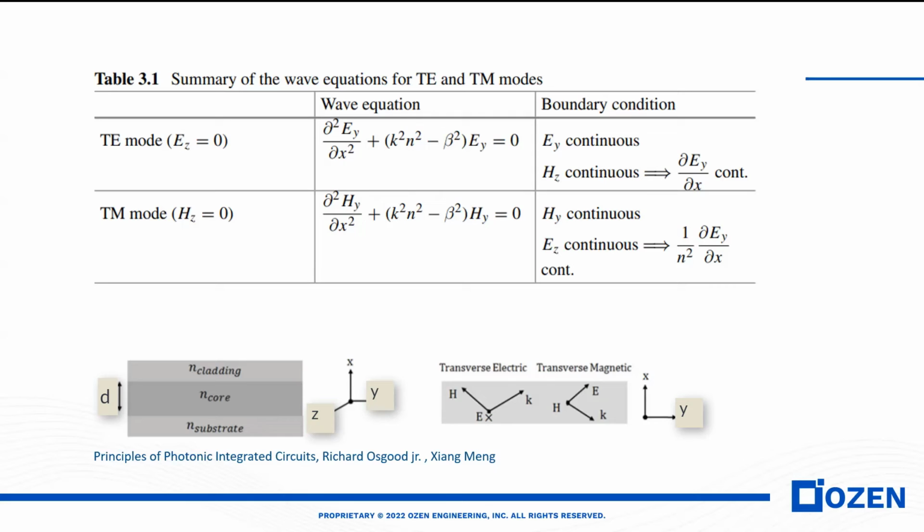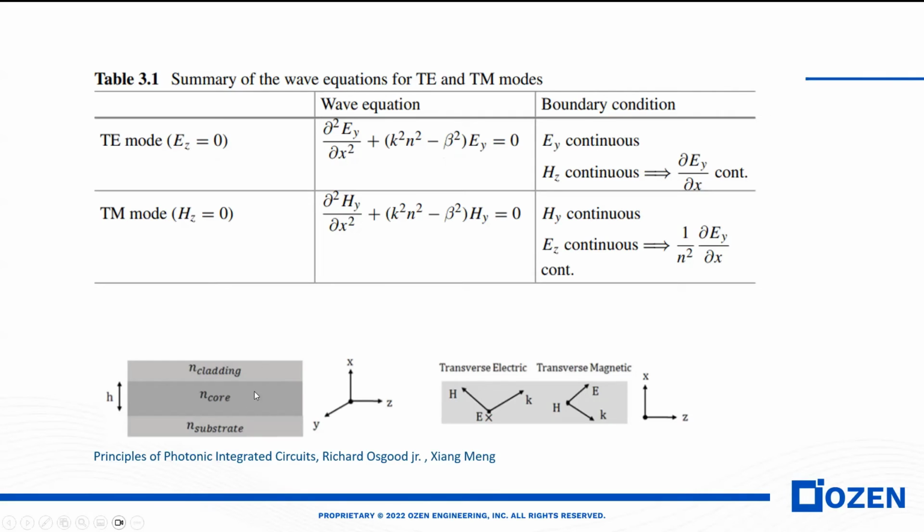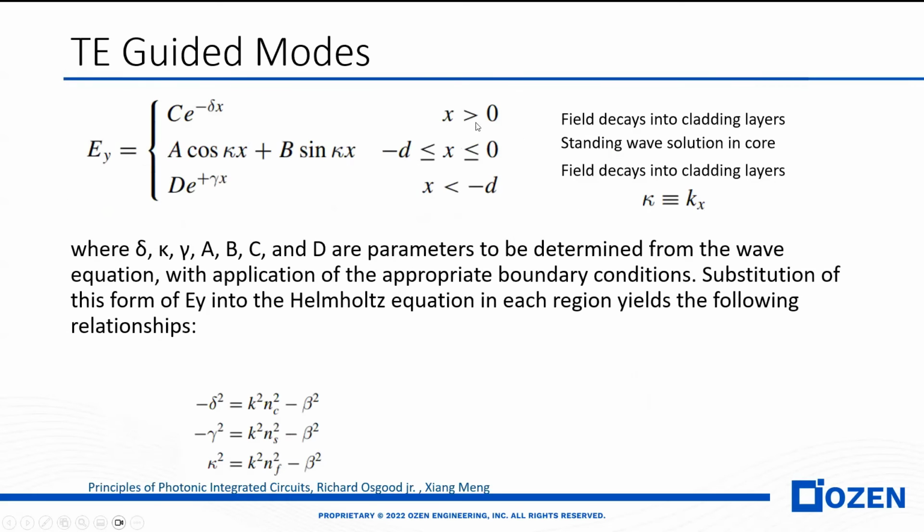k is the wave number and n is the refractive index. Beta is the propagation constant. For a specific case, if you look at this reference, Principles of Photonic Integrated Circuits, we can find Ey in three regions: in the core and in the clad. Imagine that the width of our core is d. In this case, we have a field decaying into the cladding. We have a decaying mode in this part and in this part.